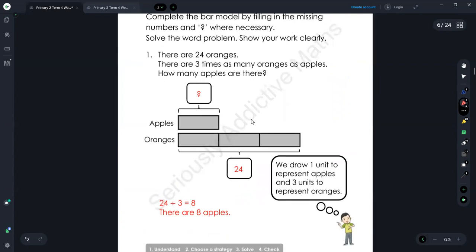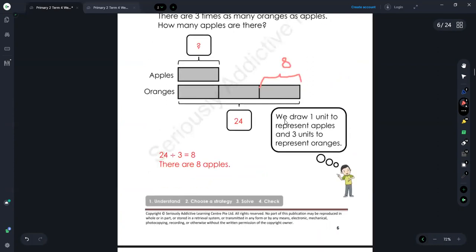Okay, check for understanding first. There are 24 oranges. There are 3 times as many oranges as apples. So where should they put the 24? Where should they put the question mark, right? How many apples are there, right? So question mark is here, 24 oranges. Okay, so what's the equation? 24 divided by, because 24 refers only to these 3 boxes here. So 24 divided by 3 equals 8. 1 box is equal to 8. So these are all equal parts, right? That means apples is 8 as well.